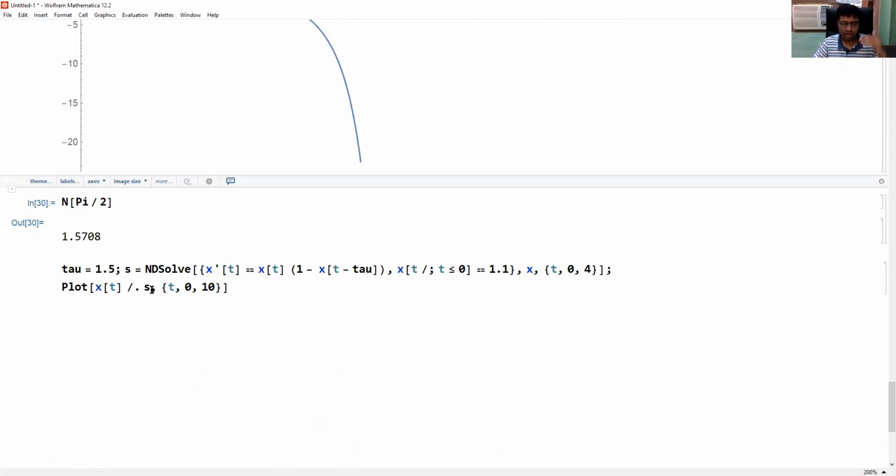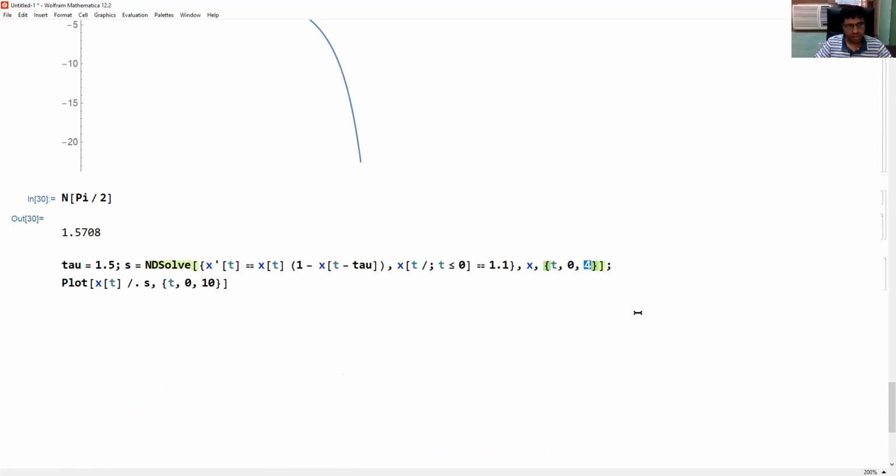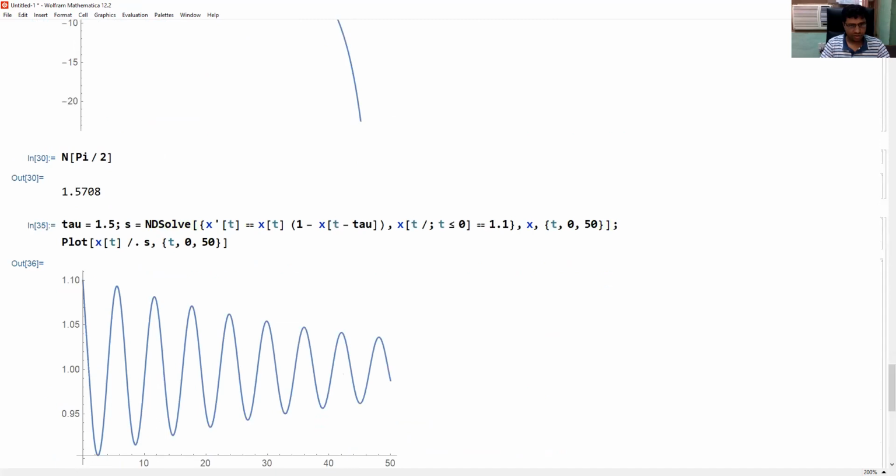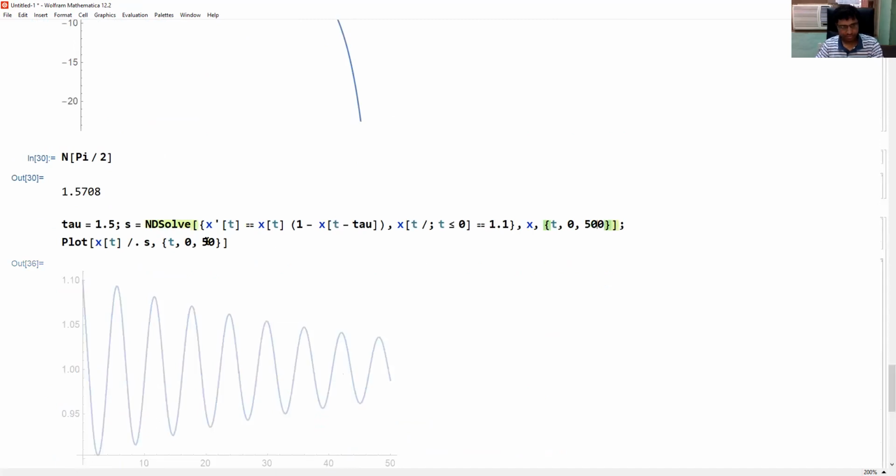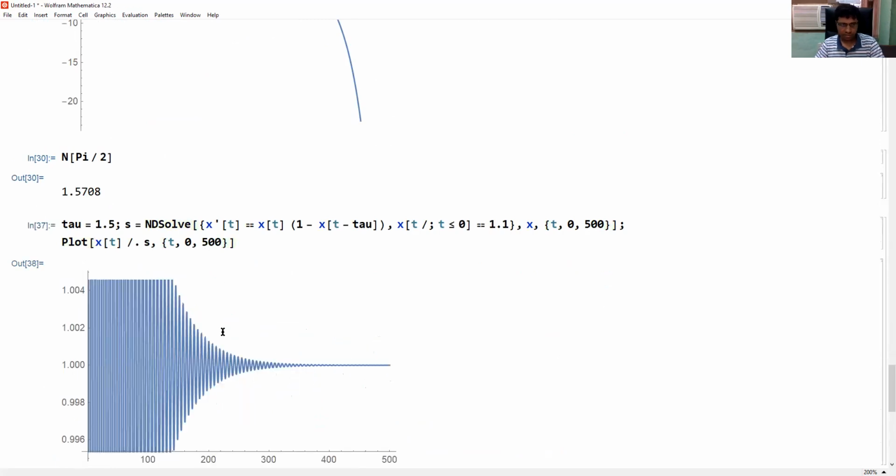Now come to this point. I'm taking tau equal to 1.5. Since we are getting stable solutions, I may take larger values, say 50, and I'm plotting up to 50. Even more, say 500. Maybe plot range all.